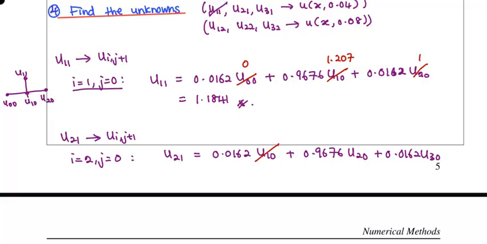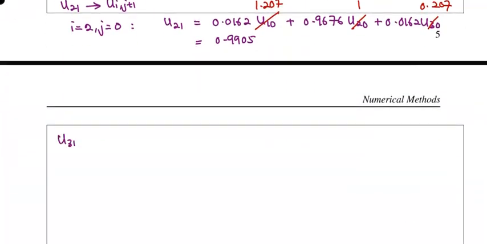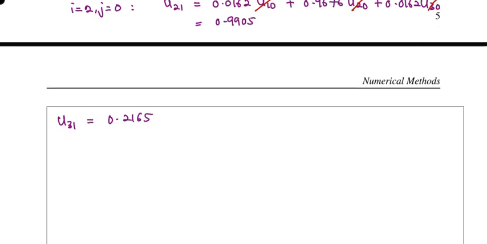Just refer to step number 2. U10 is 1.207, U20 is 1, U30 just now is 0.207, and then simplify the value. U21 is 0.9905. So you have done U21. Similarly, you will get U31 with the same process. U31 should be 0.2165. So please try on your own. Make sure you get U31 equals 0.2165. That is all of the values of U when t is 0.04.